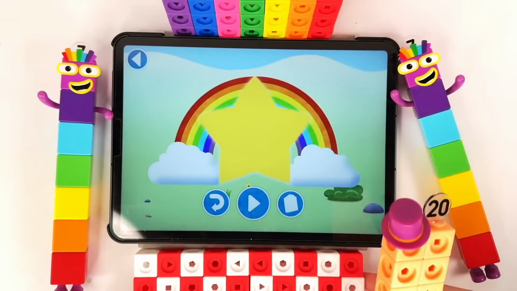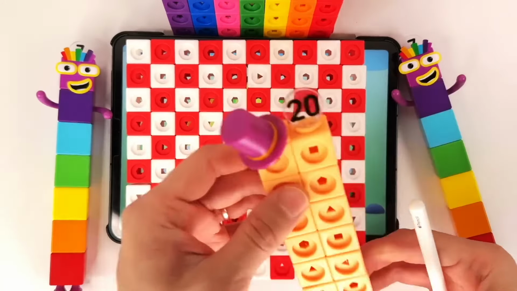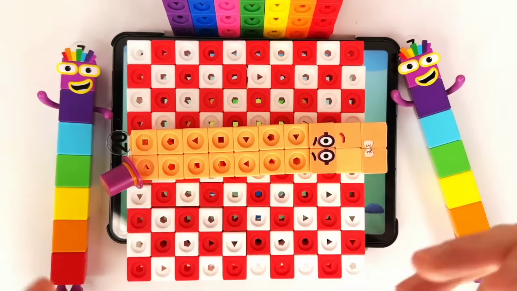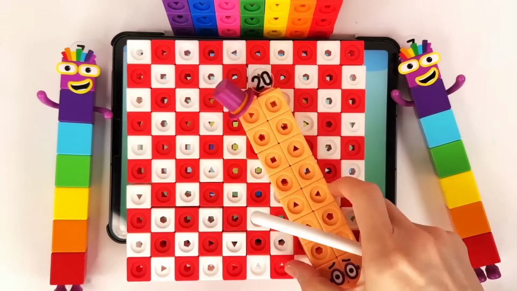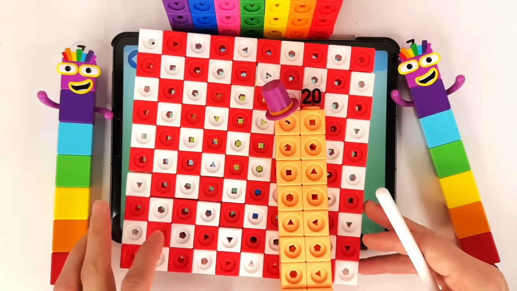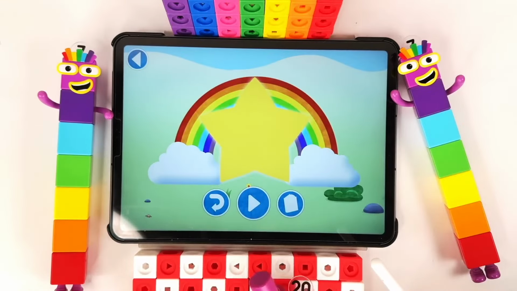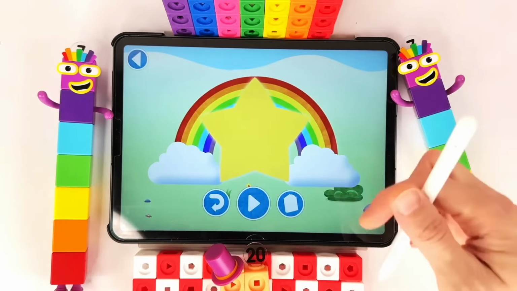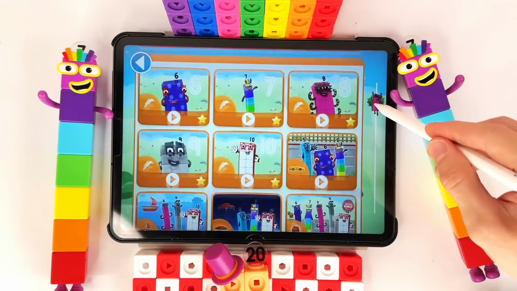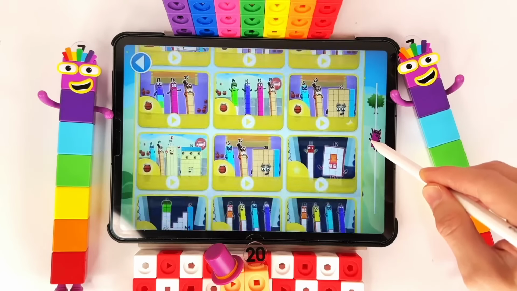Number block 20 and number block 100. 100 plus 20 equals number block 120. Big number block. And now we find the next big number block. Let's play.